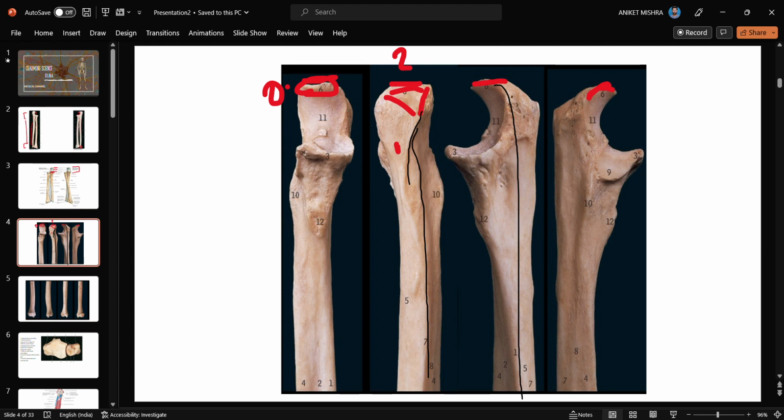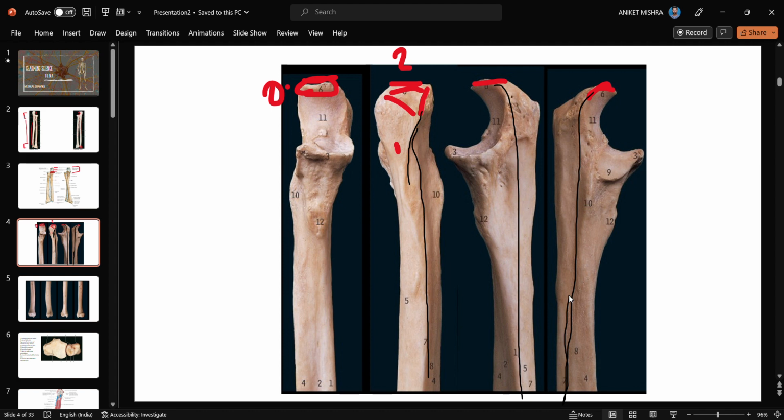So starting from the olecranon process, it continues from the posterior border of the shaft of the ulna. And when we see this structure from the superior view, we see some roughened structure at the superior part.